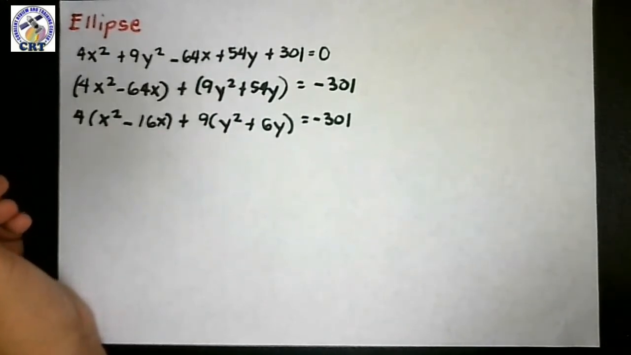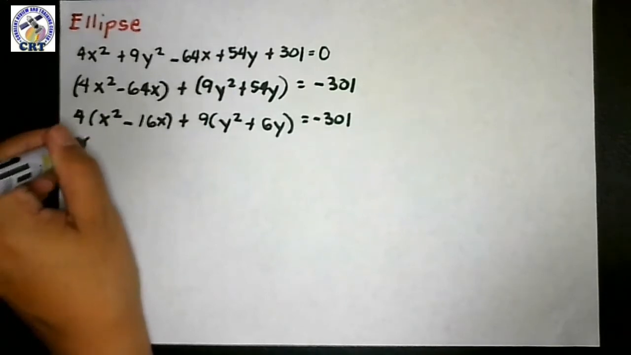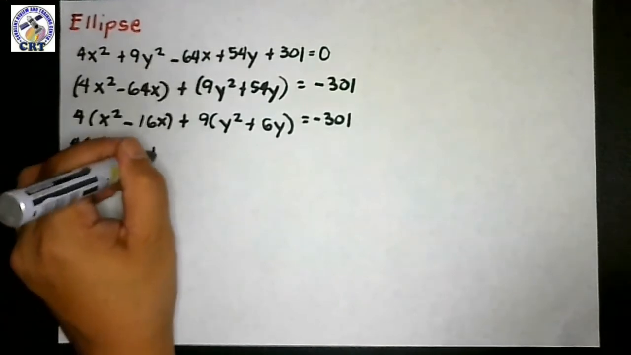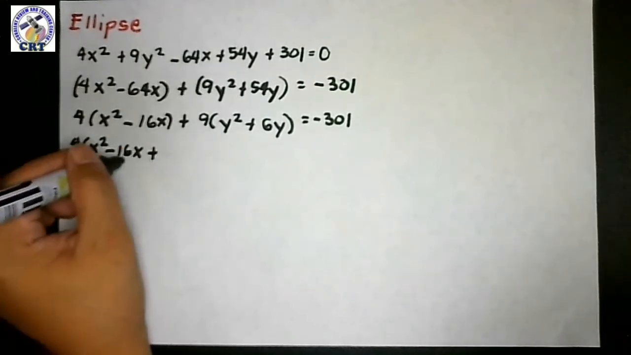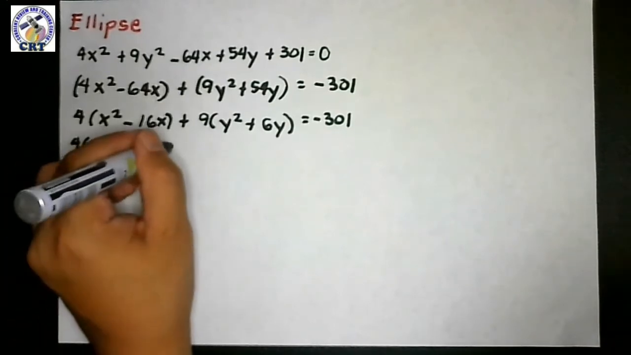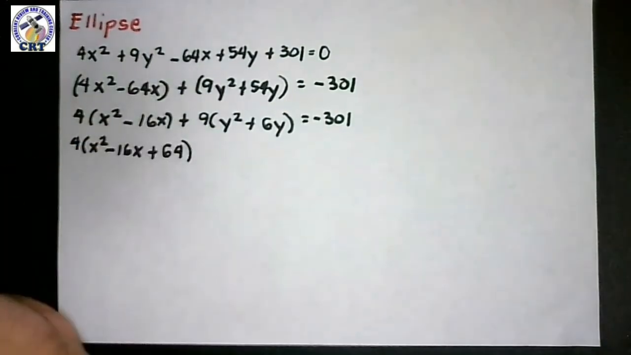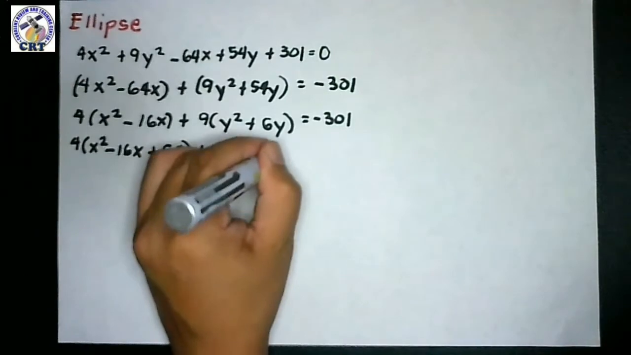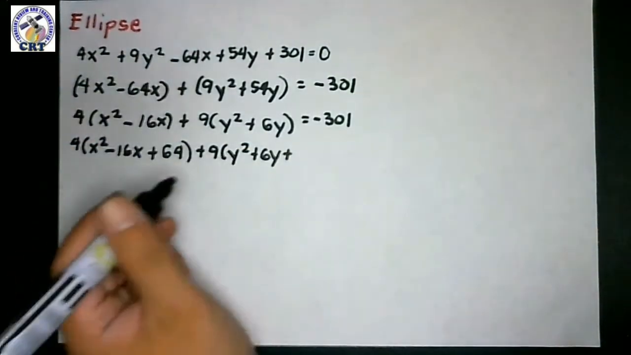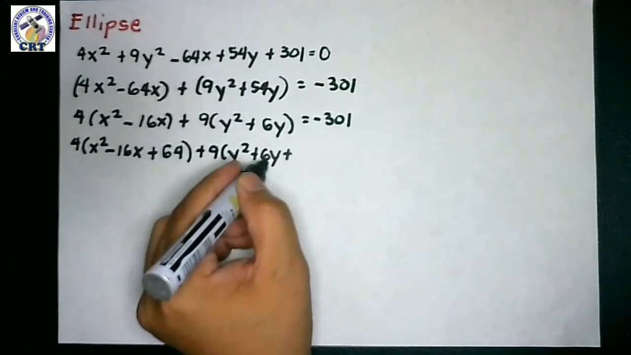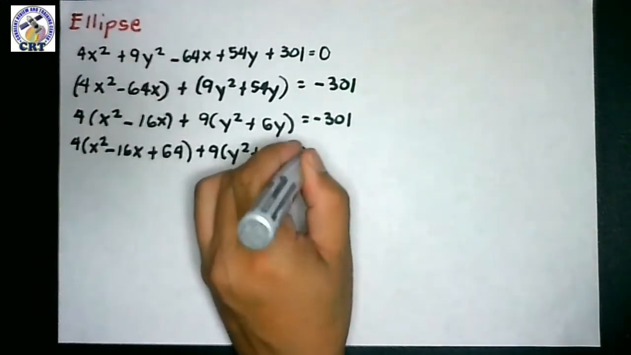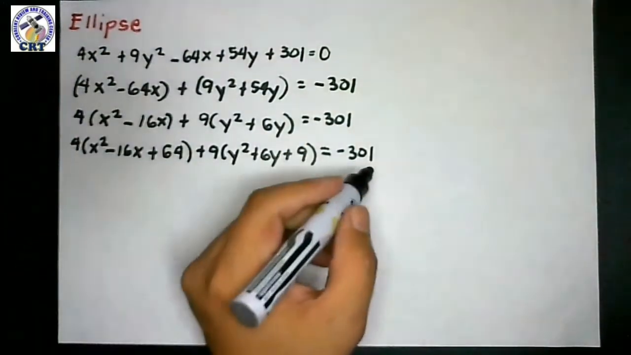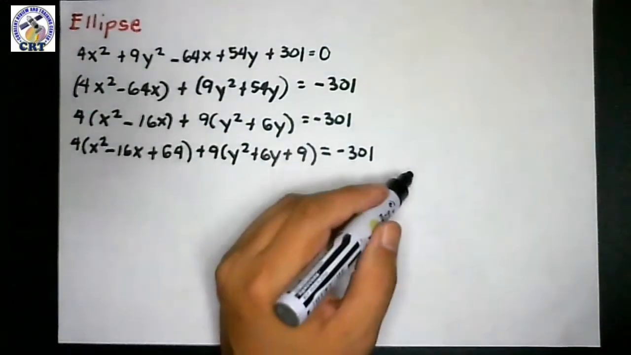Mag-a-add na tayo para magkaroon tayo ng perfect square dito. So, 4 x squared minus 16x. Para maging perfect square, ang i-add natin dyan ay 16 over 2, 8. Then take the square. Square of 8 is 64. Plus 9. So, y squared plus 6y. Ang i-add natin para maging perfect square, 6 over 2, 3. Square natin yung 3, 9. Yun yung i-add natin. Sa right side naman, para maging balance ang equation, kung ano yung in-add natin sa left side, yun din yung i-add sa right side.